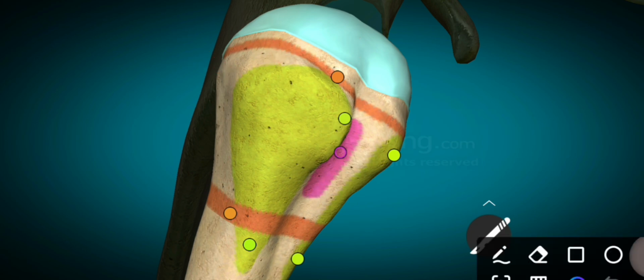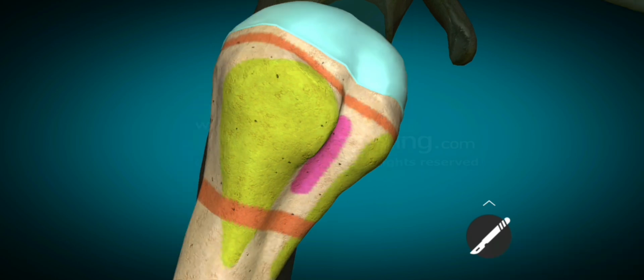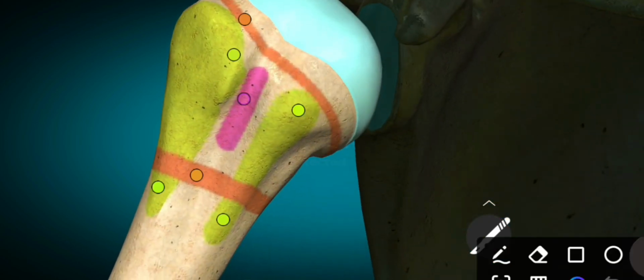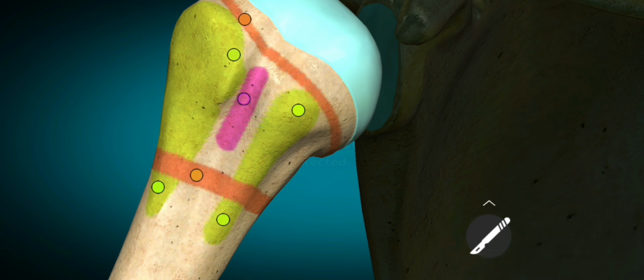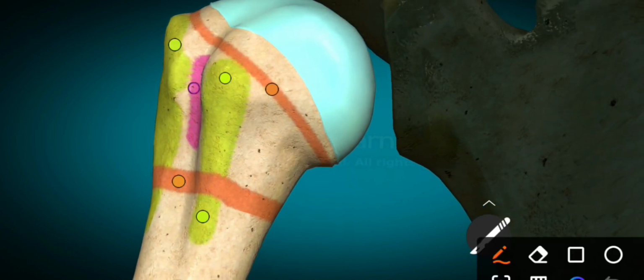Now if you see the greater tubercle, there is a crest over here. This crest is called the crest of the greater tubercle, and it provides attachment to the pectoralis major muscle. Now there is another tubercle, called the lesser tubercle, and there is a crest on the lesser tubercle. This crest is called the crest of the lesser tubercle.